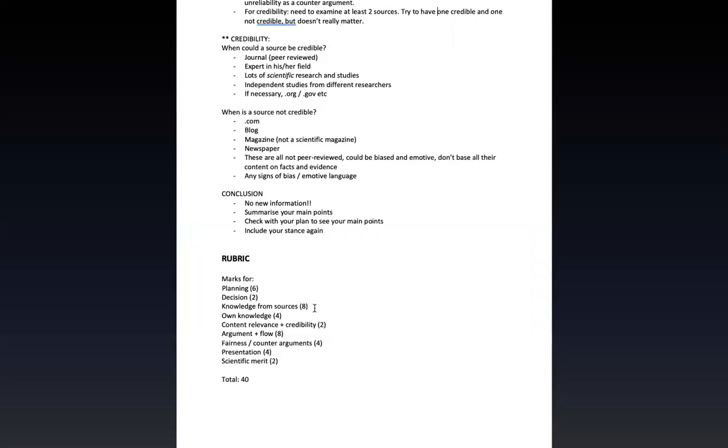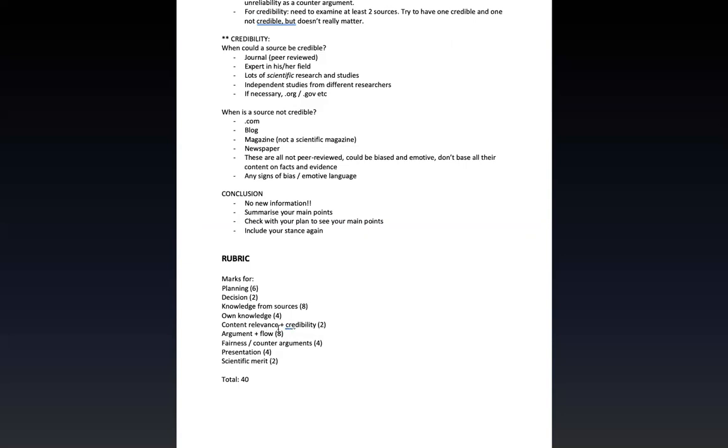For knowledge from sources, you get 8 marks. So this is where your 10 to 12 facts is. And looking, have you used close to the full potential of the detail of the source? Own knowledge, this is for 4 marks. So have you given more facts beyond what the source has given? And do these facts back up your argument?